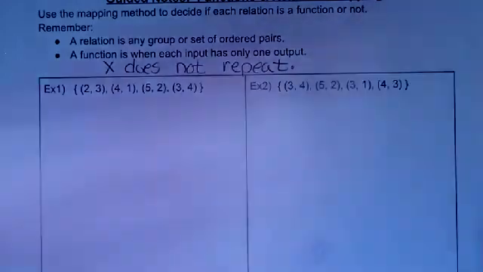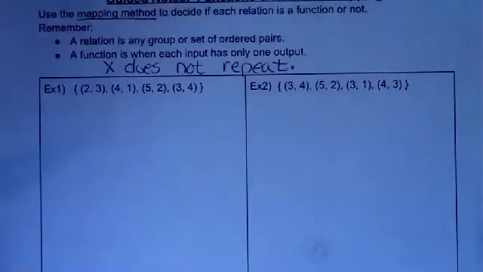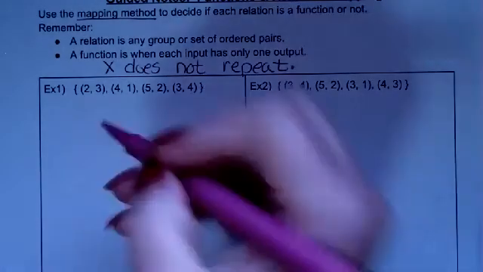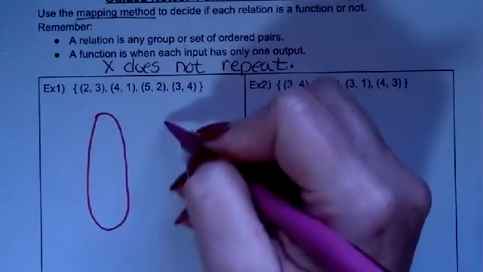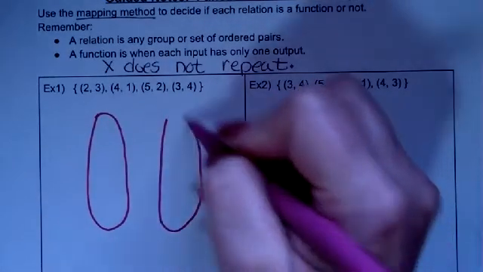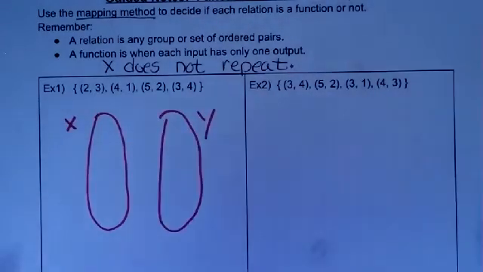Now, what we're going to do is look at a way to show this. And the method we're going to use is called the mapping method. Okay, the mapping method. Now, if I'm doing the mapping method, the first thing we're going to do is create 2 bubbles, 2 oblong tall bubbles. We're going to label one of them X and one of them Y.